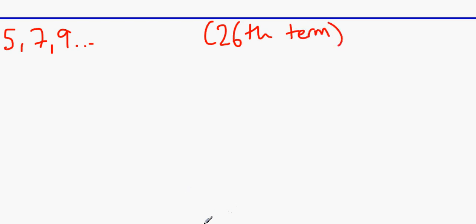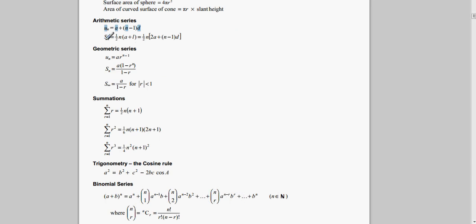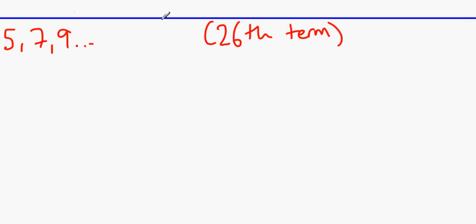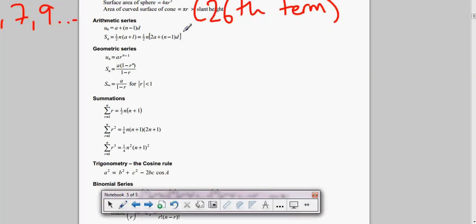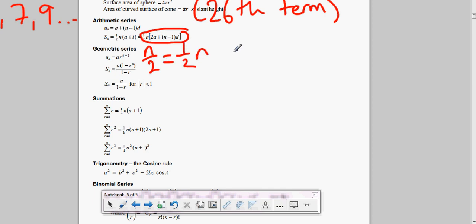First of all, we look at the formula booklet, and look, it's right here. We can use either this formula here or this formula here. We're going to use this formula here, because we don't know what the last term is. So remember, n over 2 is exactly the same as 1/2 n. Don't get mixed up when you see that.